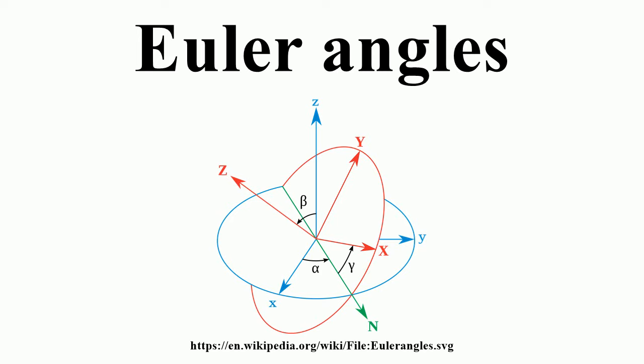The six possible sequences are x-y-z, y-z-x, z-x-y, x-z-y, z-y-x, and y-x-z. The intrinsic rotations are known as yaw, pitch and roll.